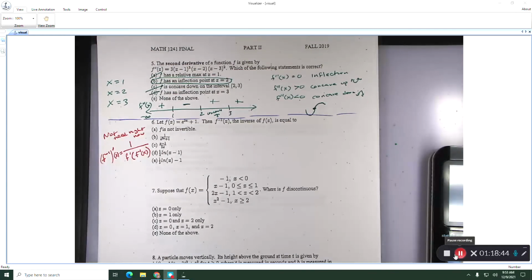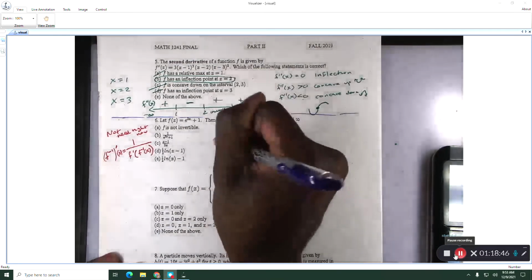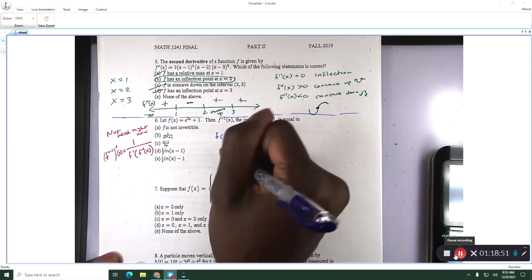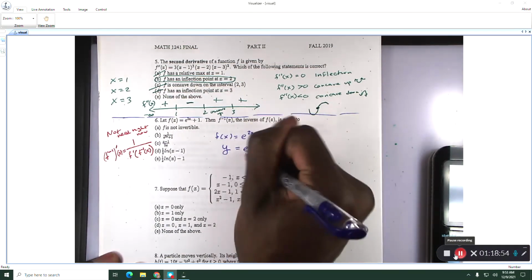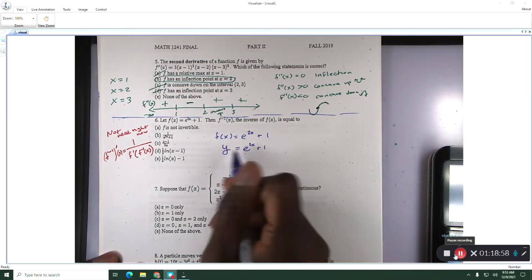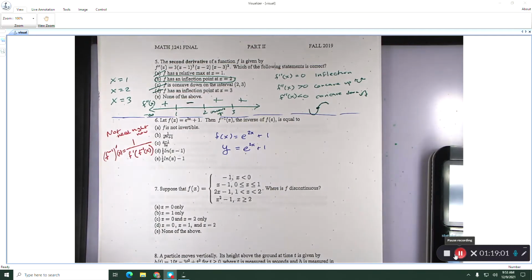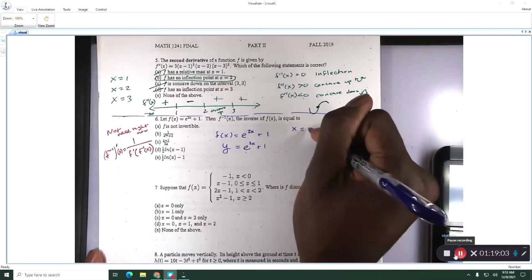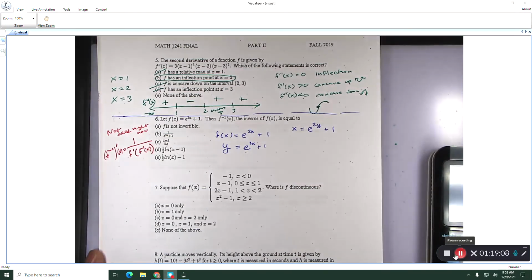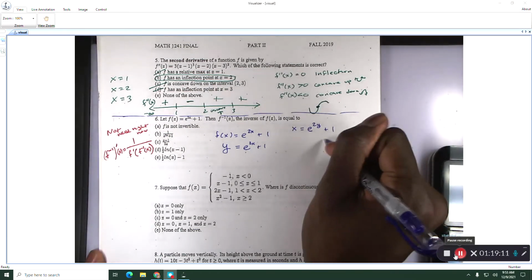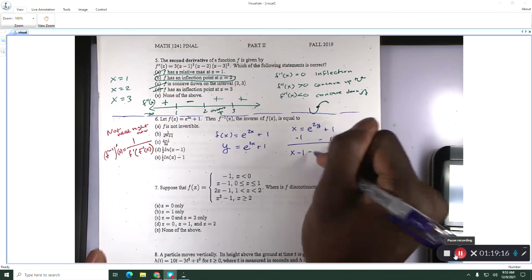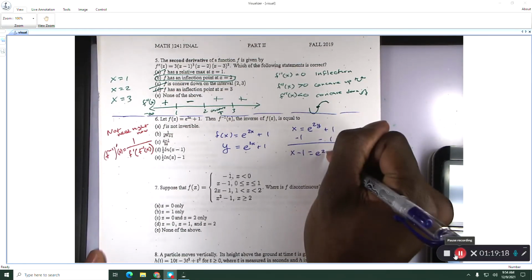Not at this moment. What we do know, though, is that f of x is equal to e to the 2x plus 1. I'm going to say that f of x is y. It's our output. And now what I'm going to do is swap our x and y's, or invert them. X is equal to e to the 2y plus 1. I'm going to subtract 1 from both sides. I get x minus 1 is equal to e to the 2y.